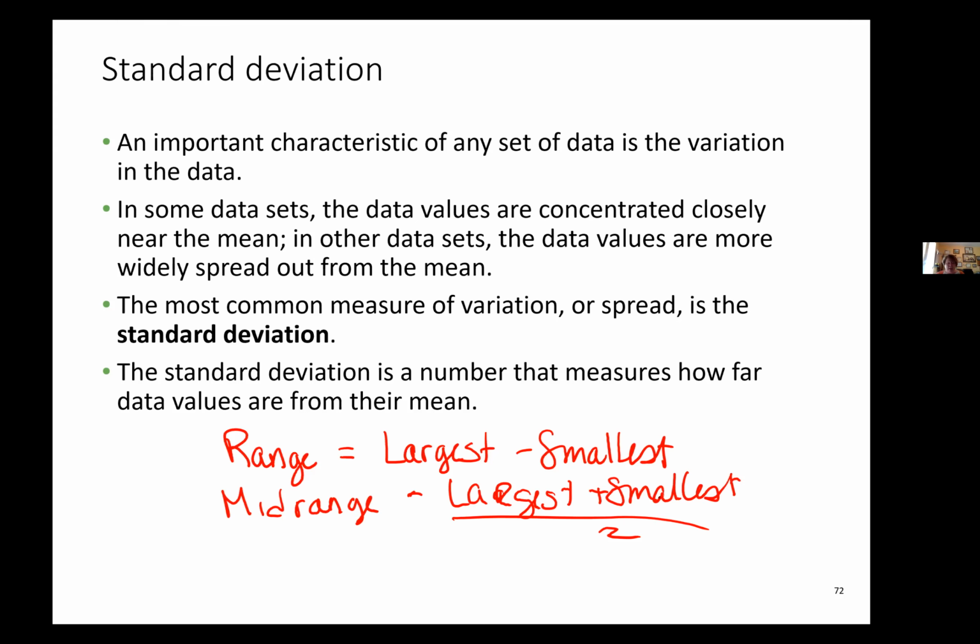So there's two other measures of the spread of data. We do not use those. I mean, the range we use all the time. We just say, well, the range of your data is from here to here. So we use that quite a bit. The mid-range, not so often.